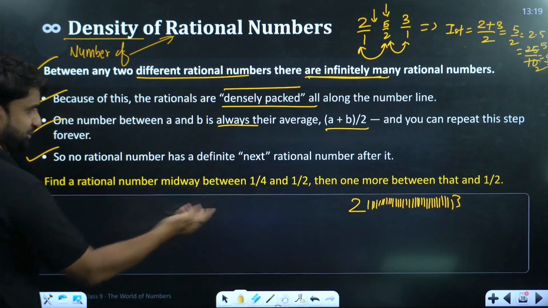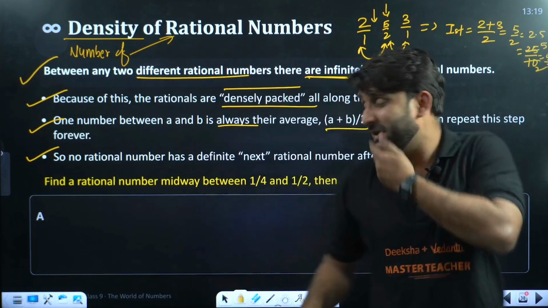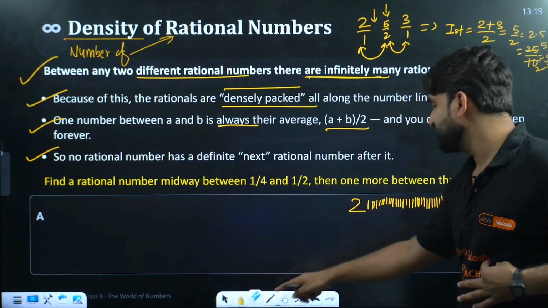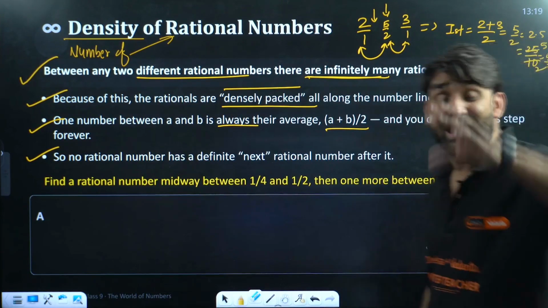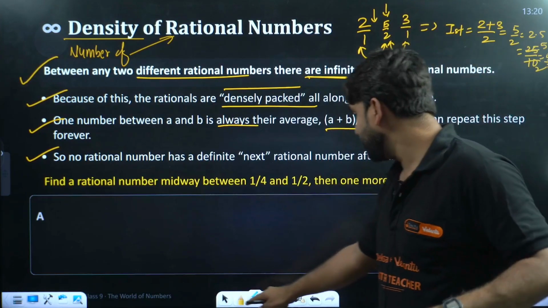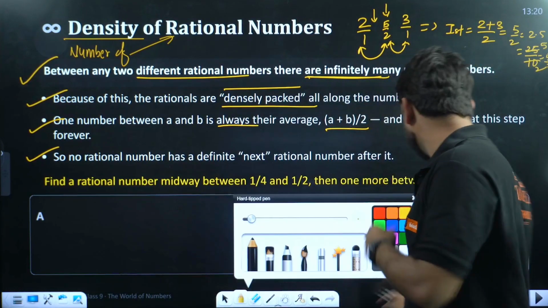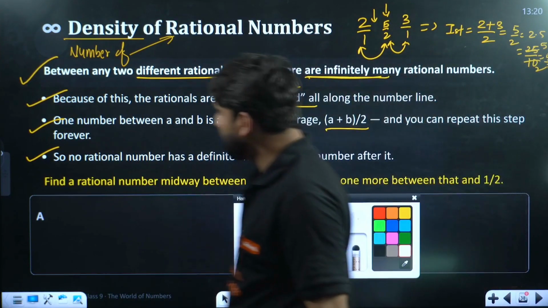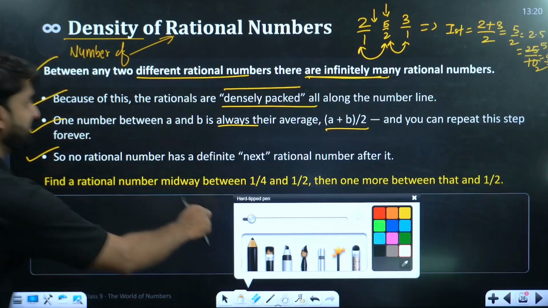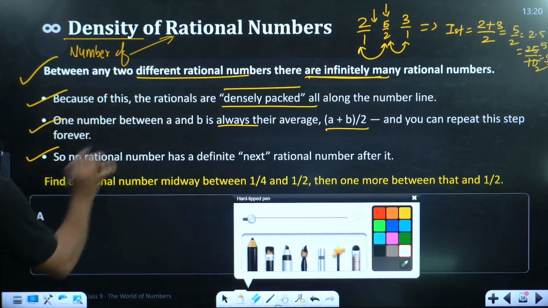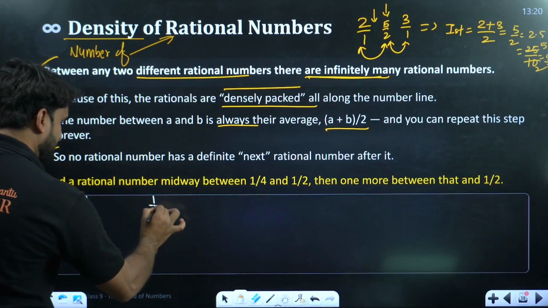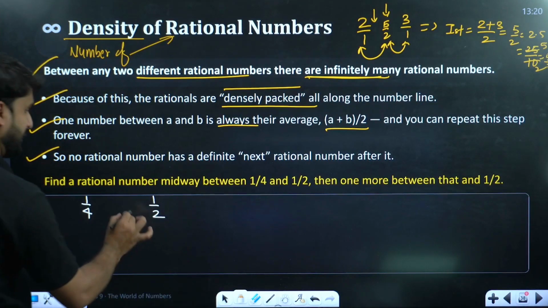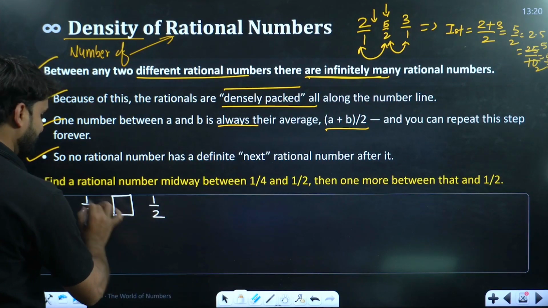Let's do a question based on this theory. I hope this is clear to you all. So how many rational numbers are present between two rational numbers, champions? Infinite rational numbers. Let's solve this question. Find a rational number between 1 by 4 and 1 by 2. So we have 1 by 4 here and 1 by 2 here, and we have to find one rational number between these two.